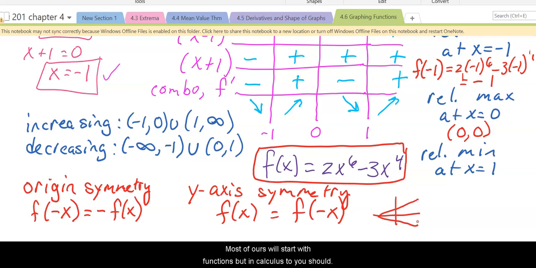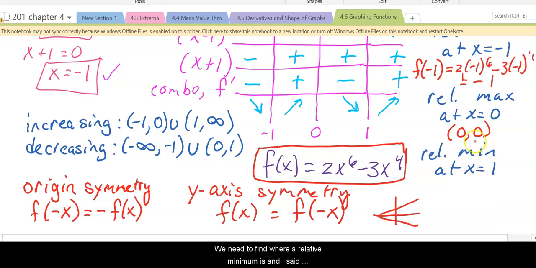Most of ours will start with functions, but in Calculus 2, you should expect to see some curves that are not functions to start with. In that case, you might want to check for x-axis symmetry as well. Now, let's take a look at the next step.